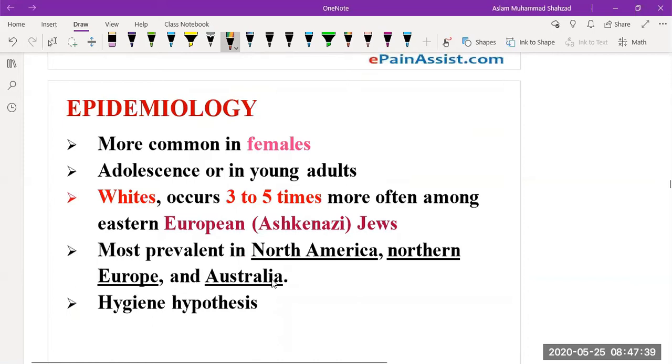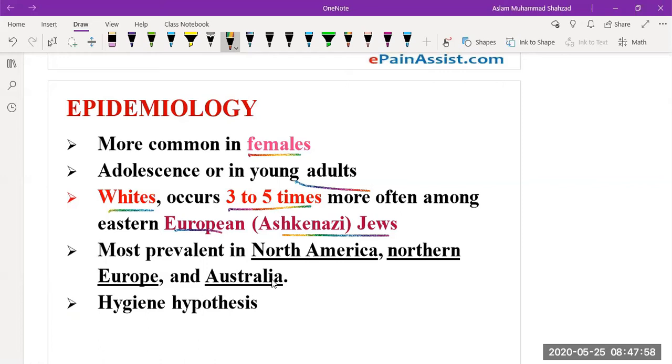Epidemiology: more common in females. I'm just going to read through. It occurs in young adults, more in whites, 3 to 5 times, and more often in European ex-colonized Jews. More prevalent in North America, Northern Europe, Australia.